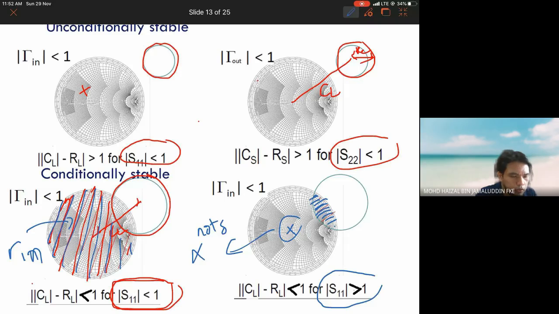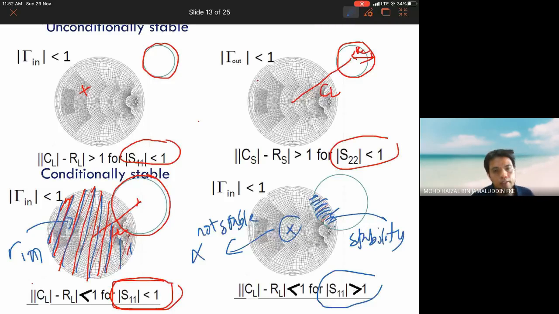But if you choose here, it will be a stable region. So in determining the amplifier design, you must make sure that your chosen gamma in should be in the stability region.